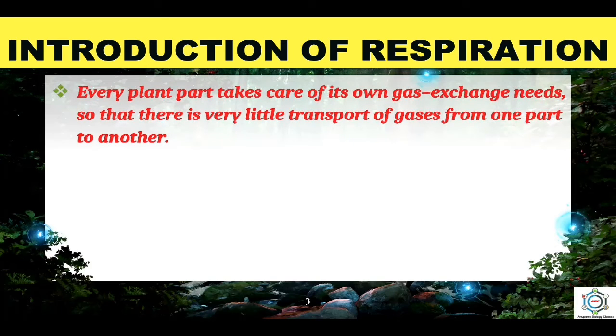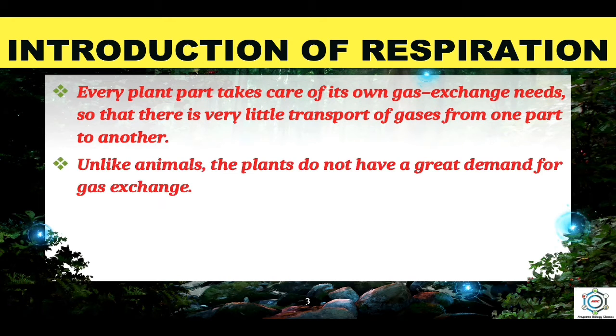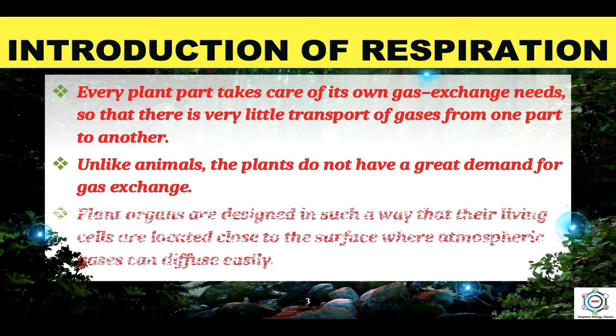So what are these possible reasons? First one is every plant part takes care of its own gaseous exchange needs, so that there is very little transport of gases from one part to another. Unlike animals, the plants do not have a great demand for gas exchange. It is because the rate of respiration in plant organs like roots, stems, leaves is far lower than that of animals. Moreover, the plants have an additional internal supply of oxygen and consumption of carbon dioxide by the process of photosynthesis that occurs in all green cells.